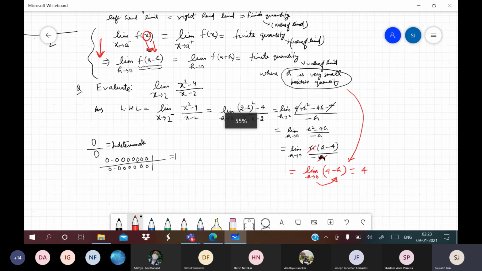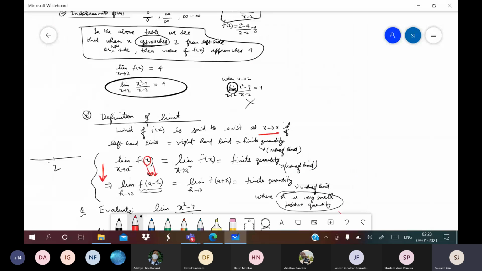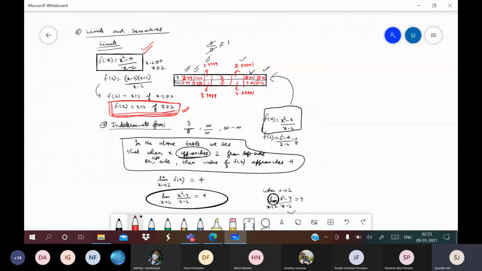It is the same thing that I explained with the help of the table. You know what is happening here? We are doing this part actually. x is going towards 2 from the left side. The function is going towards 4 from the left side. Why? Because the value of the function is coming close to 4. So this is by table and that is mathematically.